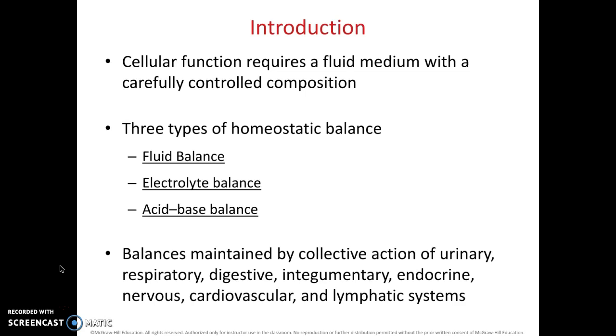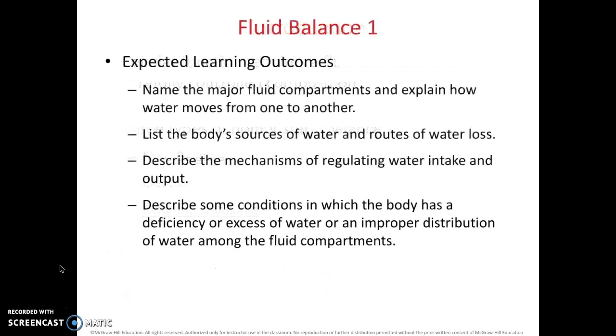So there are three main types of homeostatic balance, which are the fluid balance, electrolyte balance, and acid-base balances. And these are maintained by different actions from different systems, including the urinary, respiratory, digestive, skin or integumentary, endocrine, nervous, cardiovascular, lymphatic systems. So basically, every single system within your body plays a role in maintaining these three types of homeostasis. So we'll talk about fluid balance first.